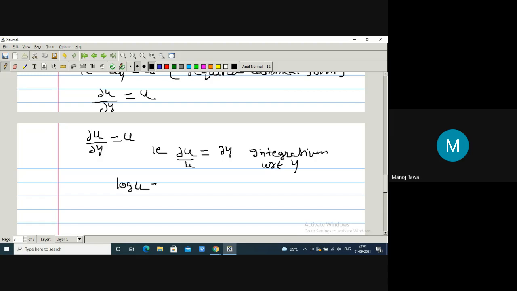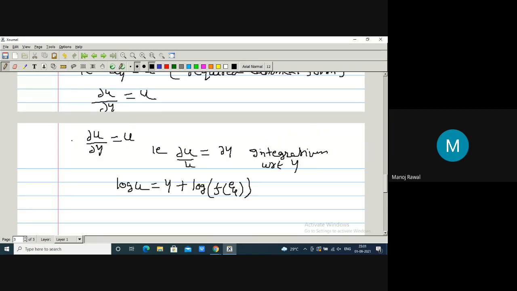Log u is equal to eta plus constant. So I'm taking in terms of log because log is there in the picture. But what is going to be the constant? C1, C2 or something like that? No. This is going to be the function of xi. Do you agree or not, students?